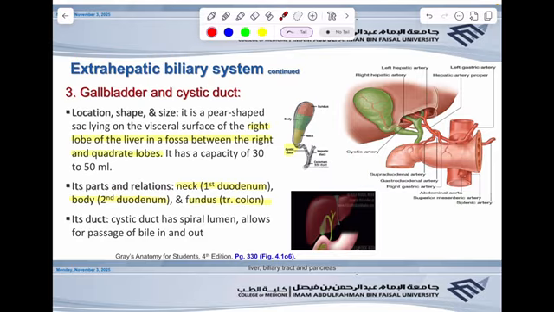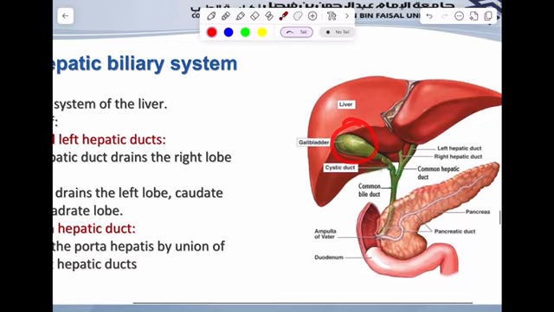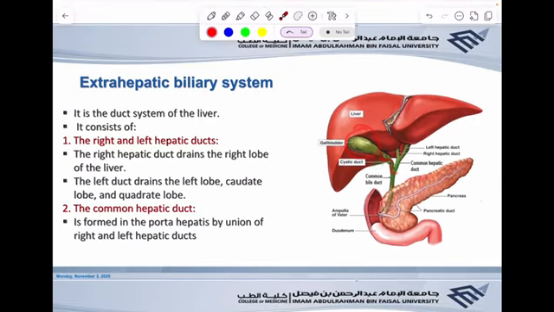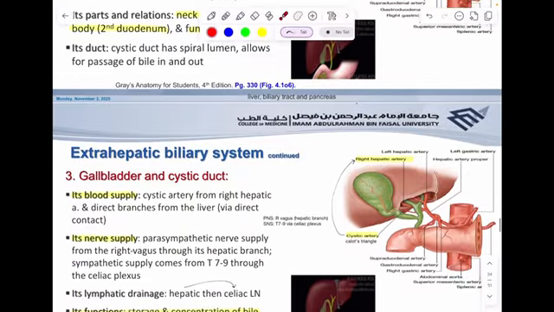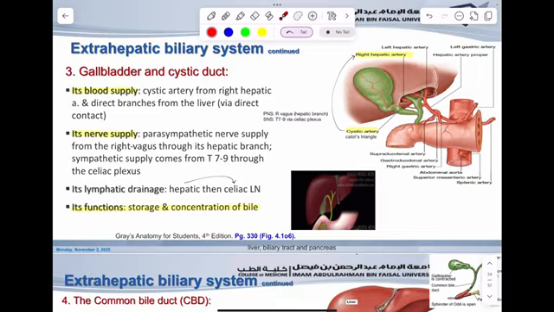So as we said, we have the left and right hepatic ducts, then we have the common hepatic duct, then we have the gallbladder itself and the cystic duct, and now we come to the common bile duct. But as for the gallbladder itself, its blood supply is going to be from the cystic artery, and this is going to be from the right hepatic artery.